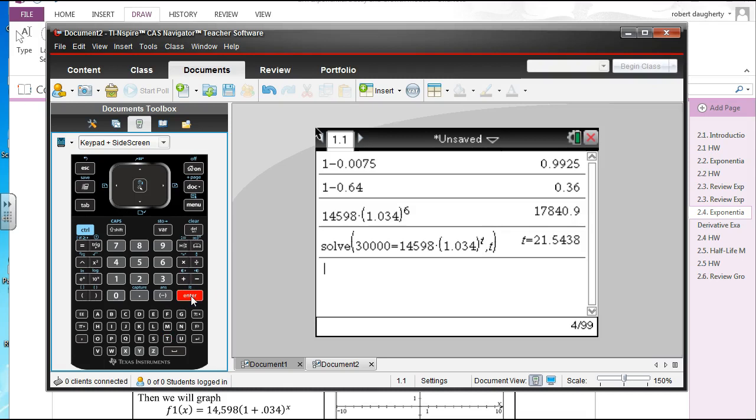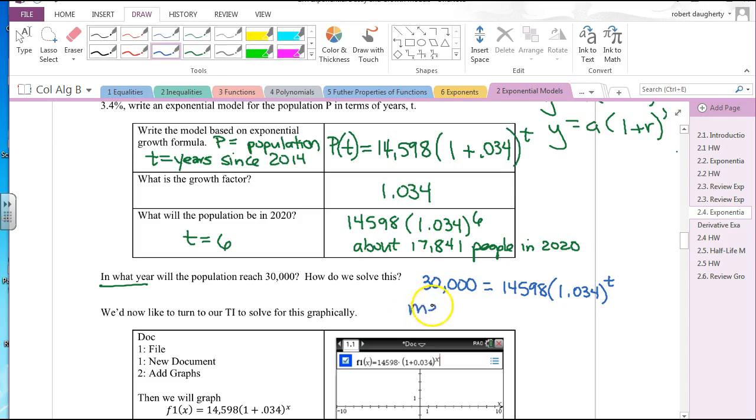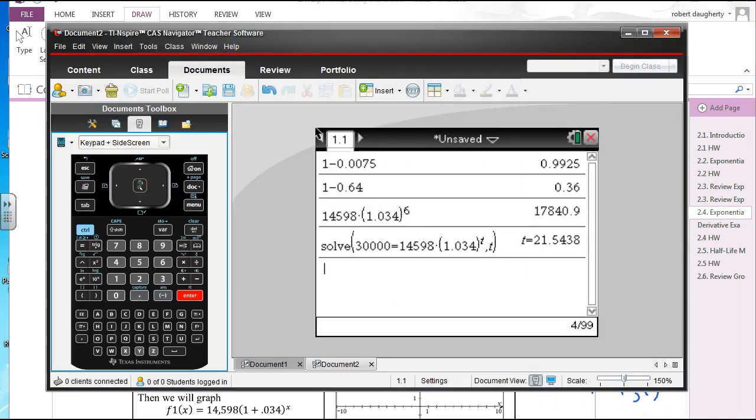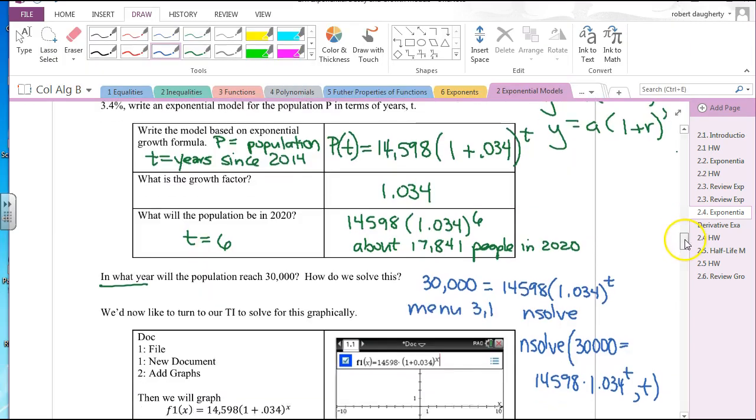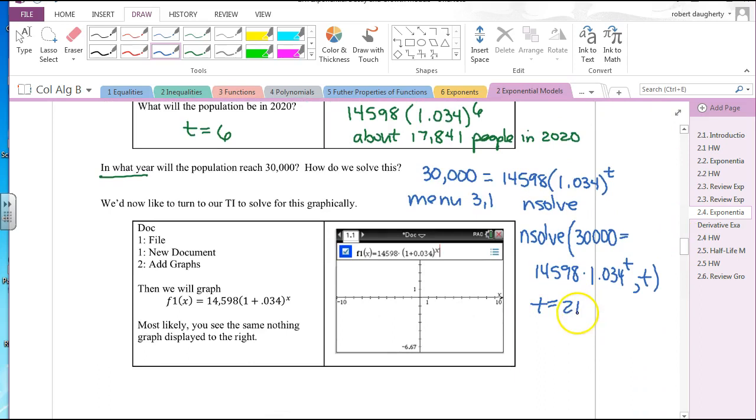So what you would do here, it's Menu 3, 1. You're going to get the solve command. And so the syntax is going to be solve 30,000 equal 14,598 times 1.034 to the t, and then very important, you have to put that comma t at the end. That gives you the value of t. In this case, t is 21.5. So we find that t equals 21.5.